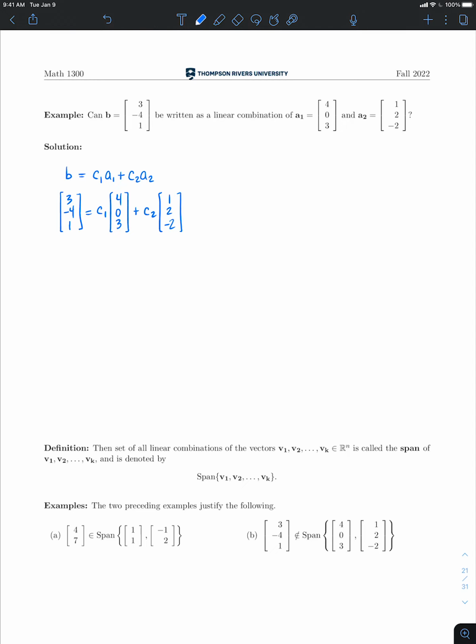Okay, and remember the previous observation that we just made. This is equivalent to the linear system that has an augmented matrix given as follows. The coefficient matrix is just going to have a1 and a2 as its columns. So its first column is going to be a1, its second column is going to be a2, and then the constant column is going to be the vector b. Okay, so that gives us this augmented matrix.